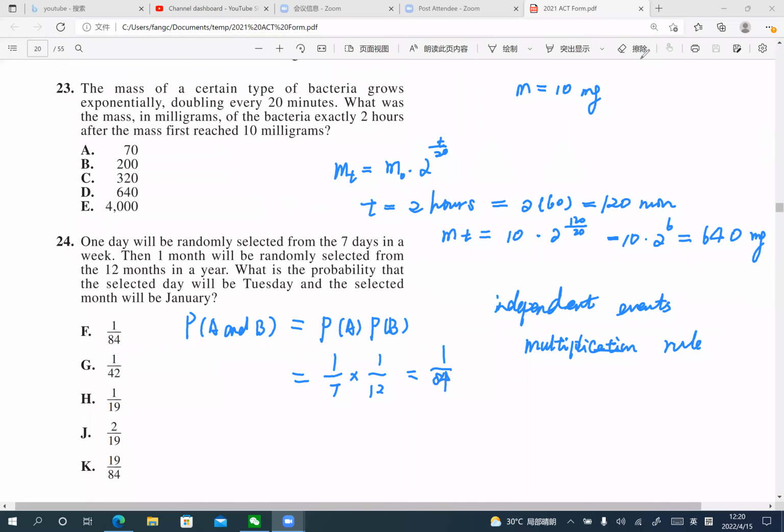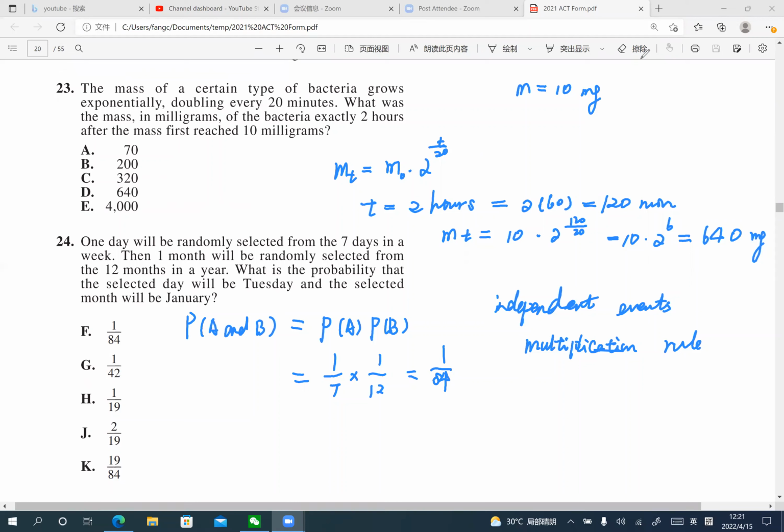Question 23. The mass of a certain type of bacteria grows exponentially, doubling every 20 minutes. What was the mass in milligrams of the bacteria exactly 2 hours after the mass first reached 10 milligrams? So from the question, we can tell every 20 minutes, the mass of the bacteria doubles.